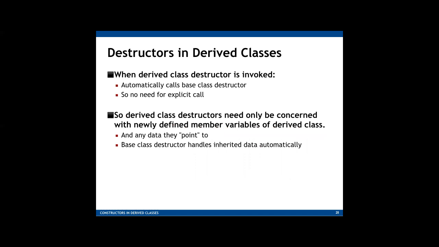The destructor is also not inherited. But when the derived class is destructed, the base class's destructor is automatically invoked. So you do not need to explicitly call it. This means that all you need to be concerned with are the newly defined members of derived classes. The inherited member variables will be automatically handled by the base class's destructor.